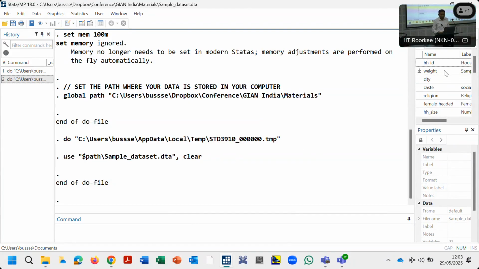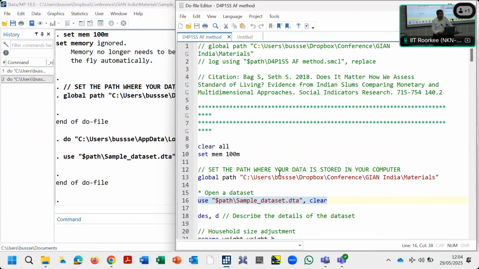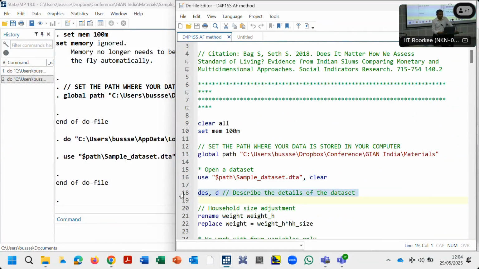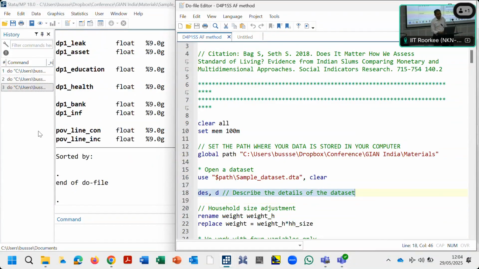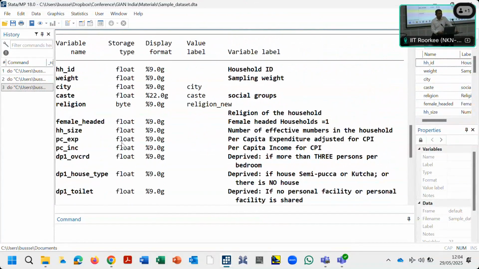Once you have opened the data set, you should be able to view the data on your right hand side. When you have any data, you can give the command to describe the data. It's called des. And then if you add comma D, that means you describe the data in detail. If you run that with Control D, it will show you all the data that you have.